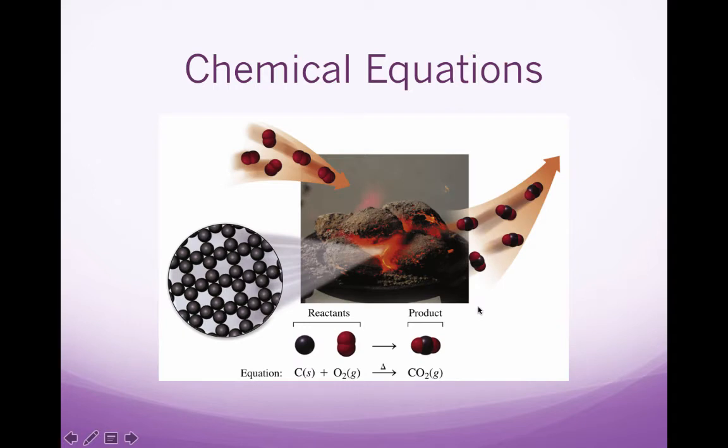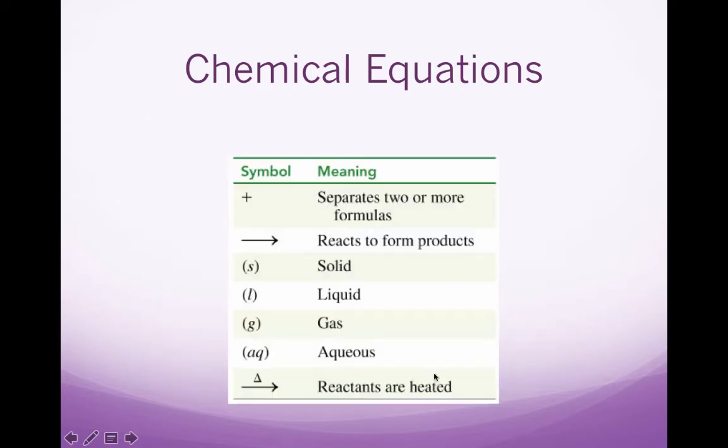You can do the same thing for chemical reactions. If carbon and oxygen react together, they make carbon dioxide. So I can write this as carbon plus oxygen yields carbon dioxide.